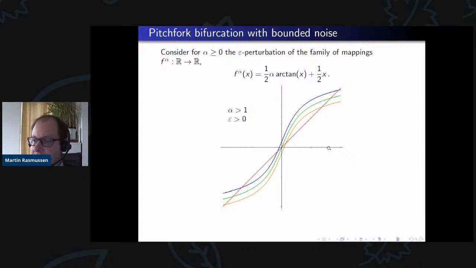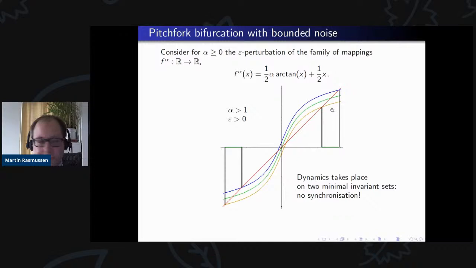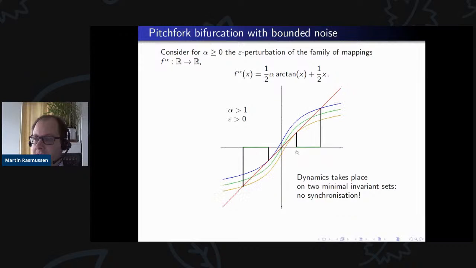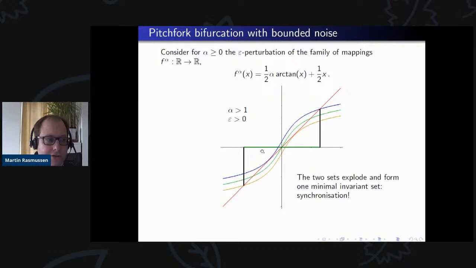Now we add noise. Basically the set valued system you read as follows: if you have an x here, this would be exactly the interval which you get. We have displayed here the extremal graphs, and what we see is that we cannot escape this region. The noise is not strong enough for us to escape, and we have two so-called minimal invariant sets, and we have no synchronization because we cannot really come from the right part to the left part. But if we now decrease the bifurcation parameter alpha, then we see that these extremal graphs lose connection with the identity line, which is here in red, and then suddenly we have a discontinuous bifurcation, and we get one big minimal invariant set, and we have synchronization on this set.